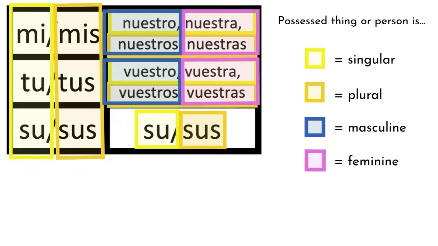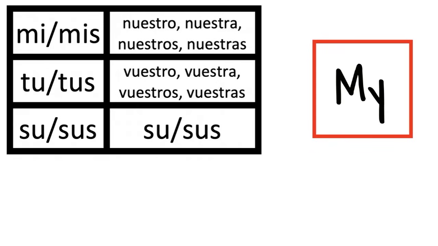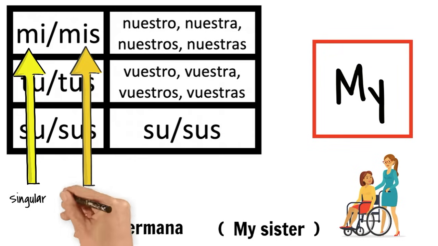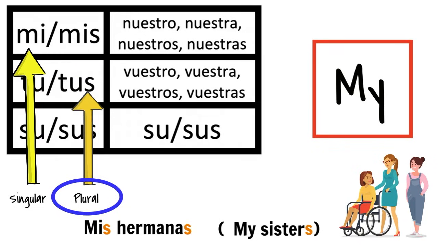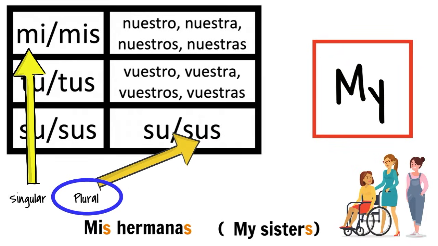For example, to say my in Spanish, we have two options, depending on the number of nouns that are mine. If it's one, or singular, the word is mi. Mi hermana, my sister. If it's two or more, so plural, we add an s not only to the noun, hermanas, but also to the possessive adjective, mis hermanas. This goes for the rest of the possessive adjectives as well. If you're talking about more than one noun, you add an s to the possessive adjective.